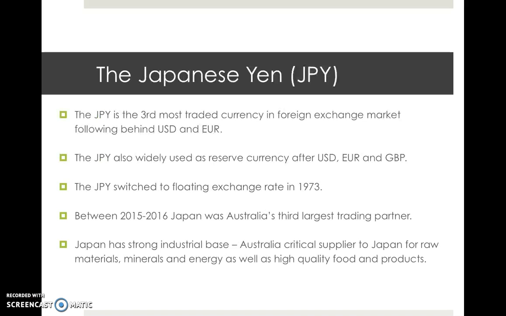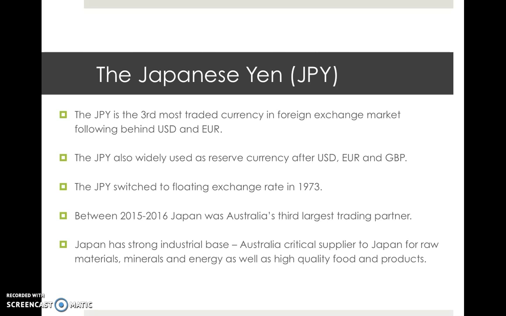The Japanese yen is the third most traded currency in the foreign exchange market, following behind the US dollar and the euro. It is also widely used as a reserve currency after the US dollar, euro, and British pound. Japan switched to a floating currency in the year 1973.